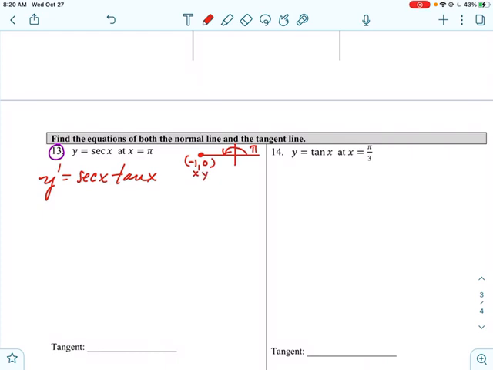So I have my derivative, y prime. Now I want y prime of pi, so it's equal to secant pi times tangent pi. Here I'm writing the equation of both the normal line and the tangent line, so I've got to get the slope of the tangent first. The secant of pi is the reciprocal of the cosine, so it would be the r value over the x value, and the r value is 1 at this point.